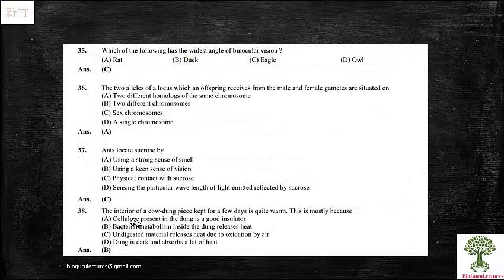Next slide is question number 35. Which of the following has the widest angle of binocular vision? Eagle. Generally the eagle has this condition, and we also call it eagle eye, someone who has a lot of vision. Even around 360-degree vision is possible in the view of the eagle.